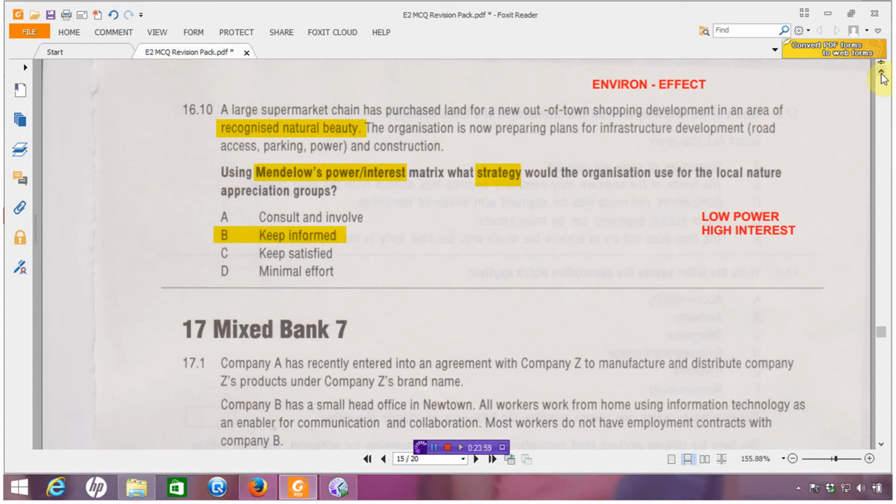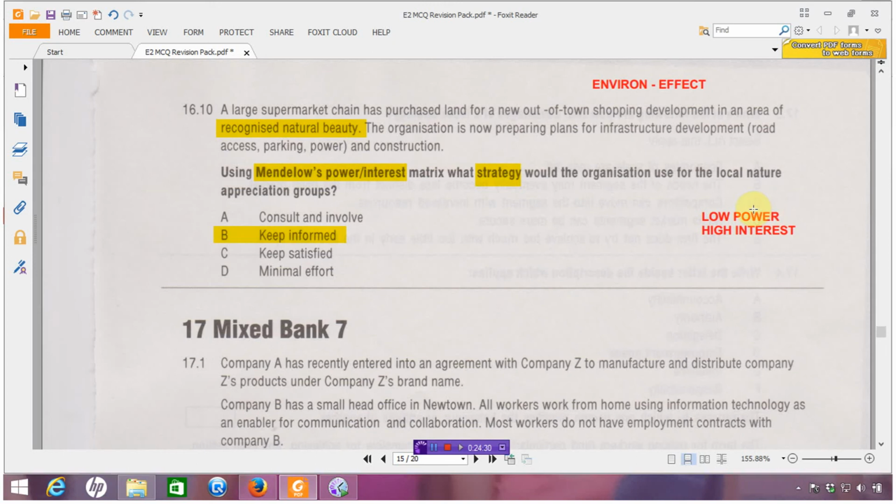Now, in relation to this particular question, we've got a supermarket chain. They may well have an impact on the environment with what they're planning to do with this shopping development. And really what we're asked to do is provide Mendelow's advice in relation to the particular strategy that would suit this particular stakeholder. So there are local nature appreciation groups. So really we've got to rank them in some way based on power and interest.